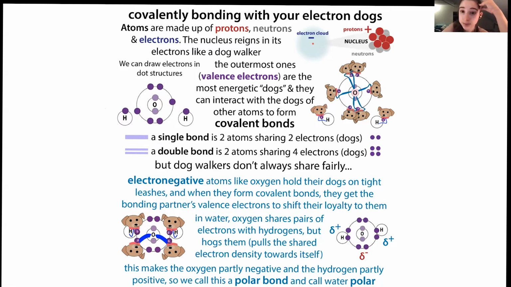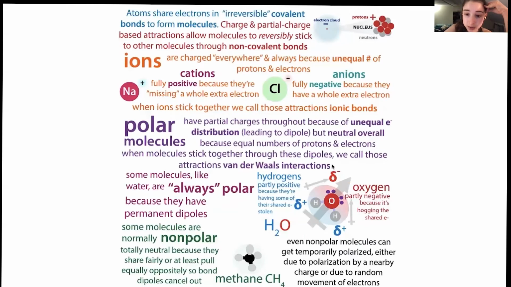shared electrons. This is going to make the oxygen partly negative, and it's going to make the other thing, the hydrogen in this case, partly positive. Like with water, the oxygen is partly negative because it's pulling this electron density, and the hydrogens are partly positive because they're having the electrons pulled from them.